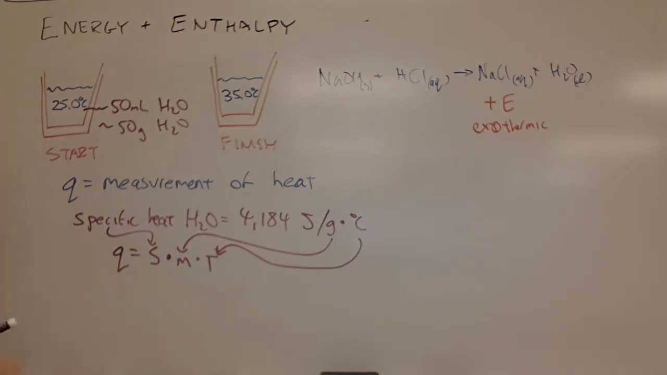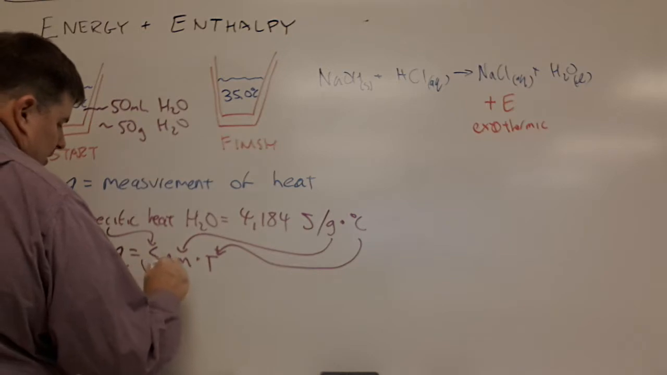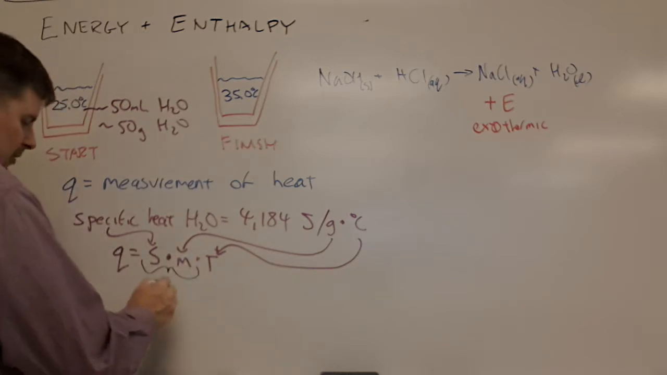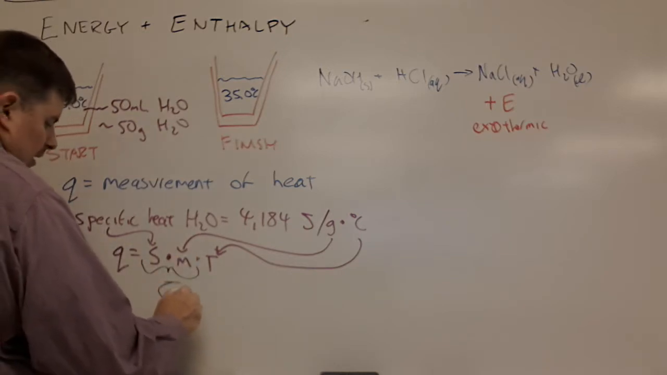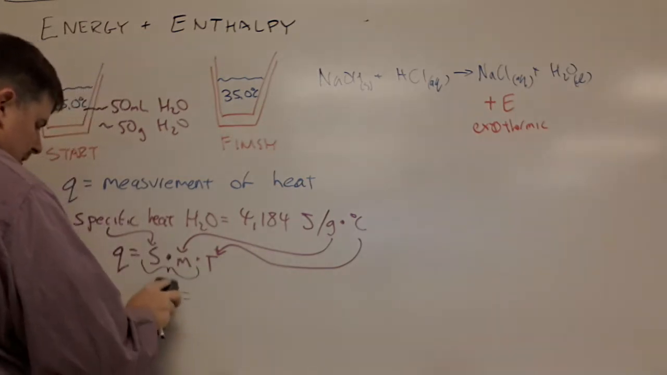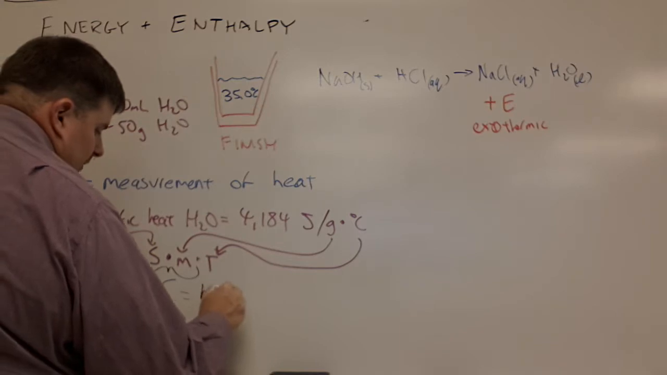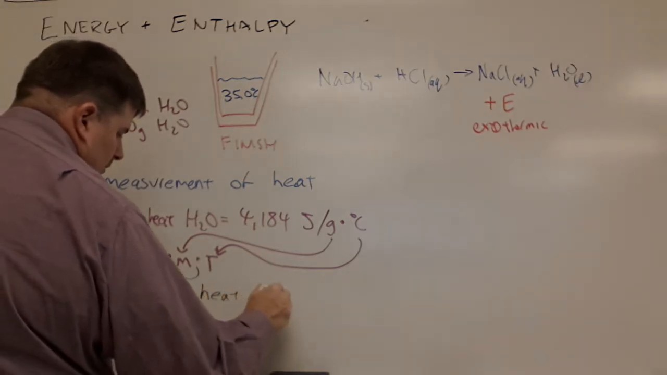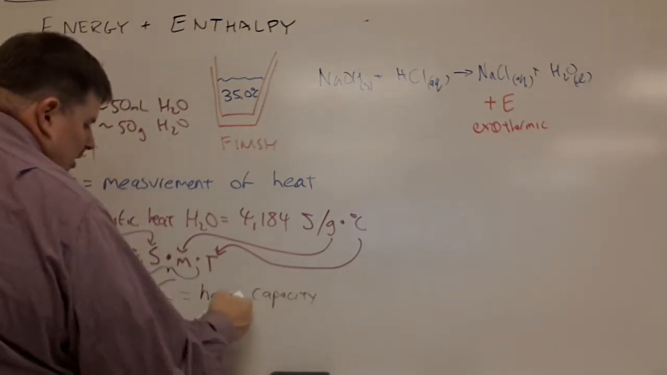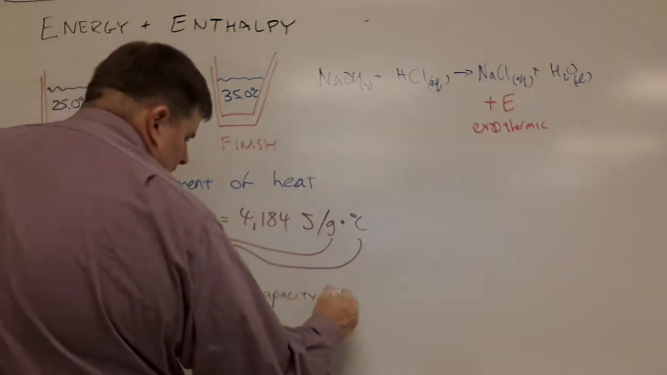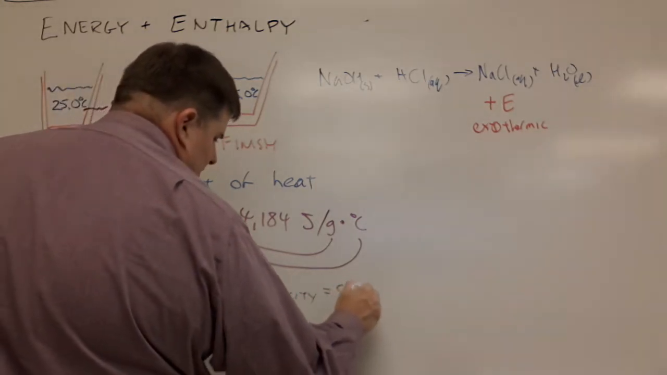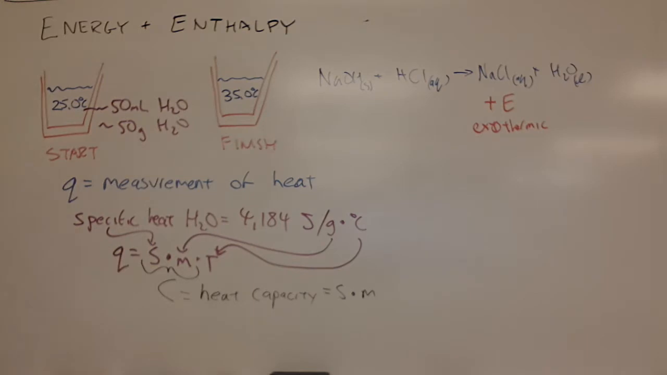One thing that we sometimes use is something called heat capacity. And what heat capacity is, is these two terms combined. And we identify that as big C. That doesn't look like a C. It looks like a crazy T. That's a big C. And what this is, is heat capacity. Okay? All heat capacity is specific heat of the substance times the mass of the substance.